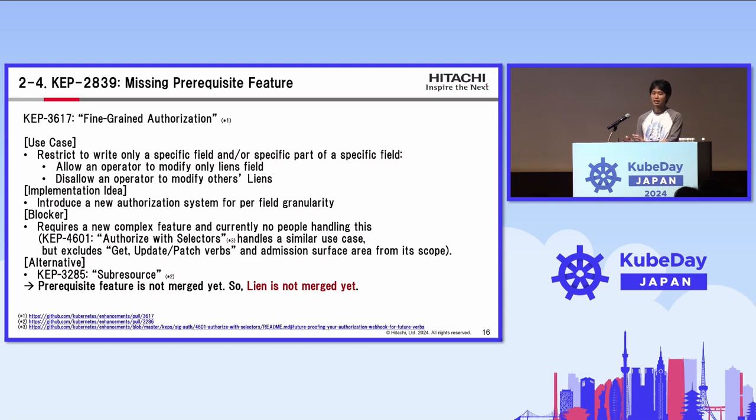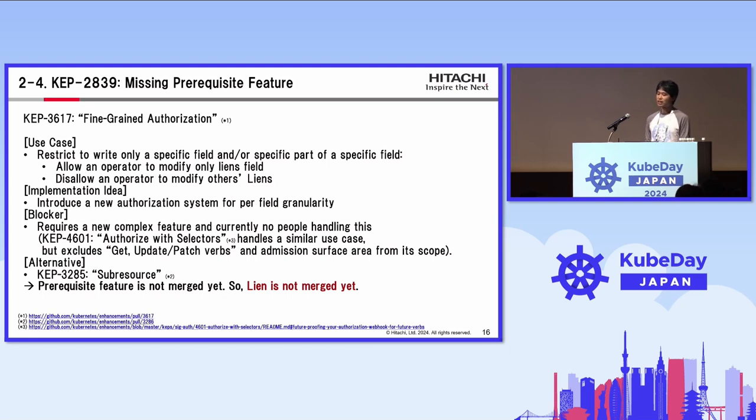The second use case is to disallow an operator from modifying others' Liens. Multiple operators can update the Lien field, which means one operator can modify another operator's Lien. The implementation idea was to introduce a new authorization system for per-field granularity, but it requires a new complex feature, and currently no one is handling this.